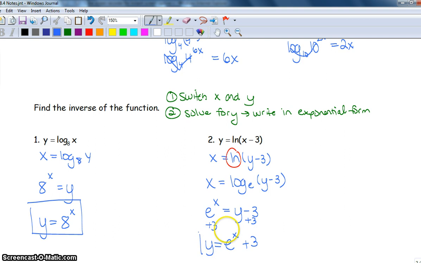That may have been a little confusing in that last step there. Just remember, when I'm solving for y, all I'm doing is changing to exponential form. So I want you to go back to the very first page where we practiced going from log form to exponential form, and you'll see that a to the x is equal to y. You'll see here e to the x is equal to y minus 3, and then you have one extra step to get y by itself. And that's all for 8-4.